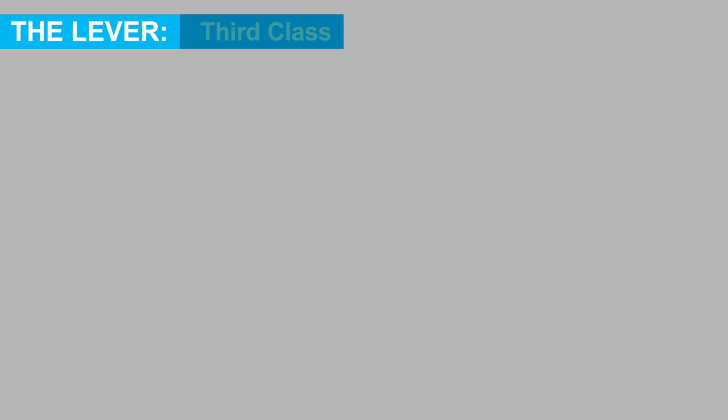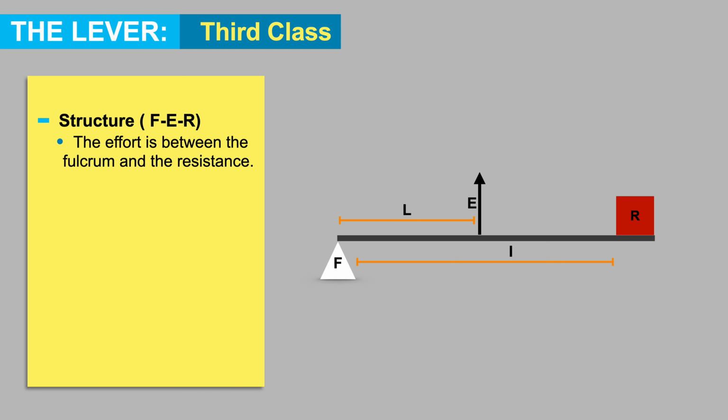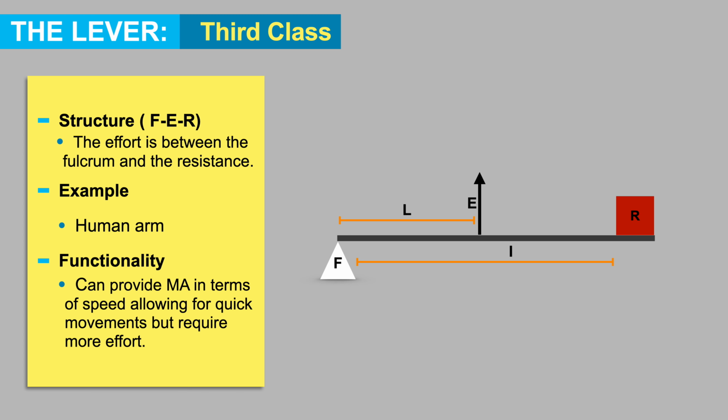In the third class lever, the effort is between the fulcrum and the resistance. An example of this type of lever would be the human arm, where the elbow is the fulcrum, the effort is applied by the muscles, and the resistance is the weight held in the hand. This type of lever provides mechanical advantage in terms of speed, allowing for quick movement but requires more effort. This concludes the discussion of one of the 6 simple machines.